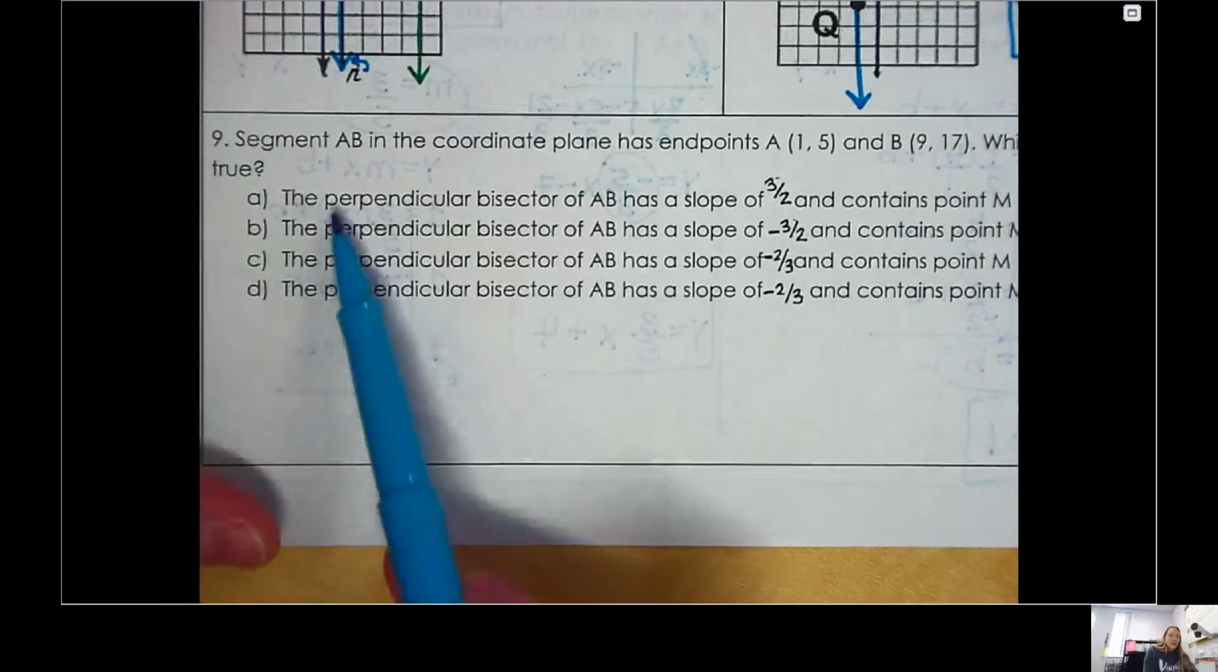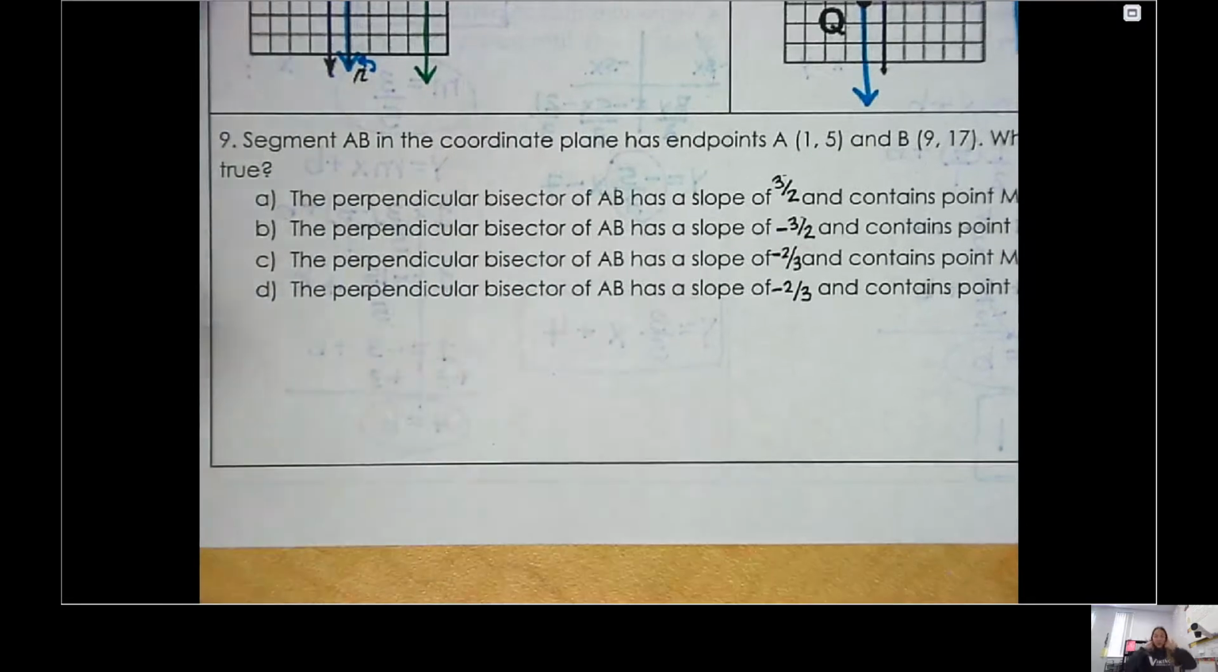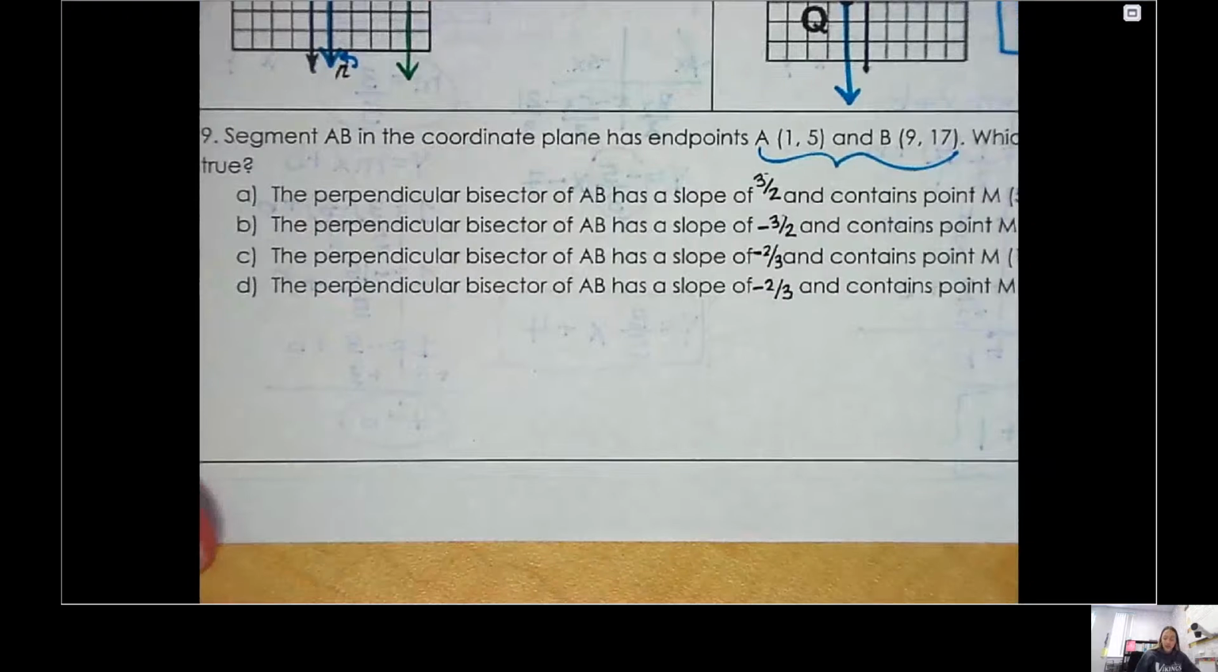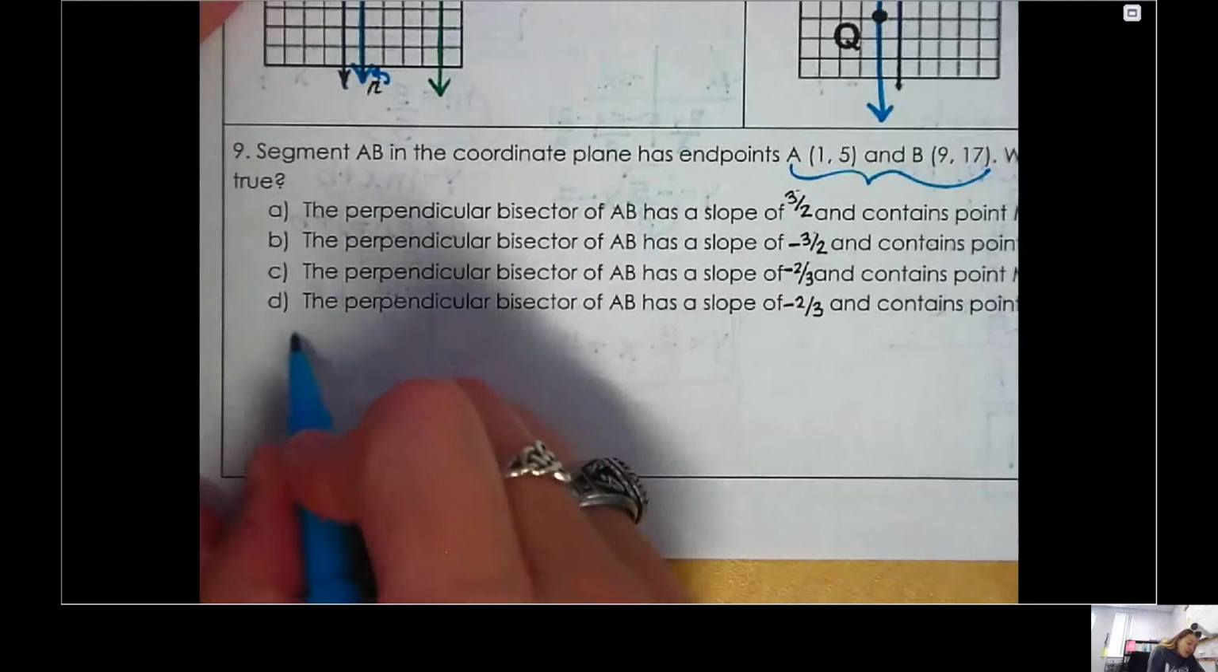So they're all talking about a line that is perpendicular to the one given to me. So here's what I need to do. First things first, I need to figure out what is the slope of this line right here. And here's how we're going to do it.